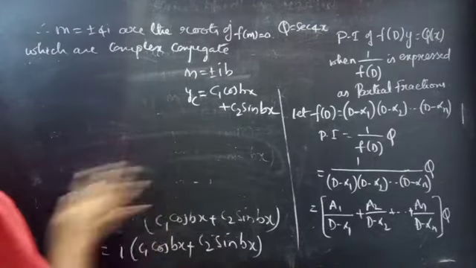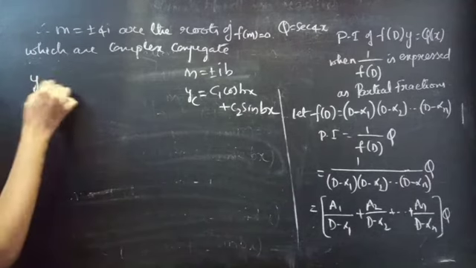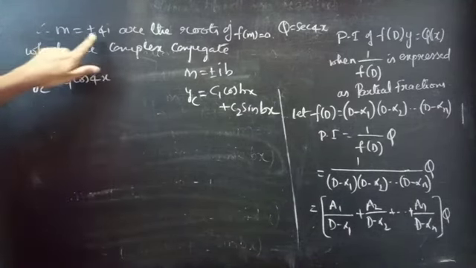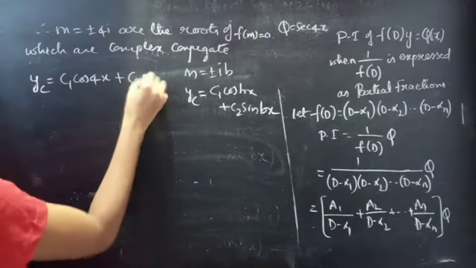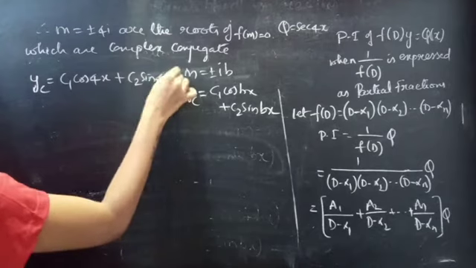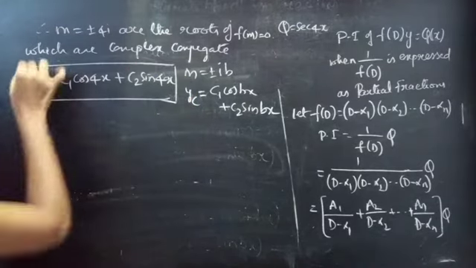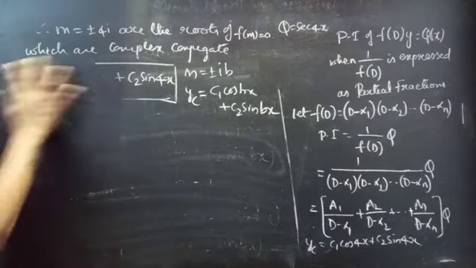Then our complementary function will be yc equals c1 cos 4x. You're having 4 in the place of b, so you'll get 4x plus c2 sin 4x. Now we need to find the particular integral.